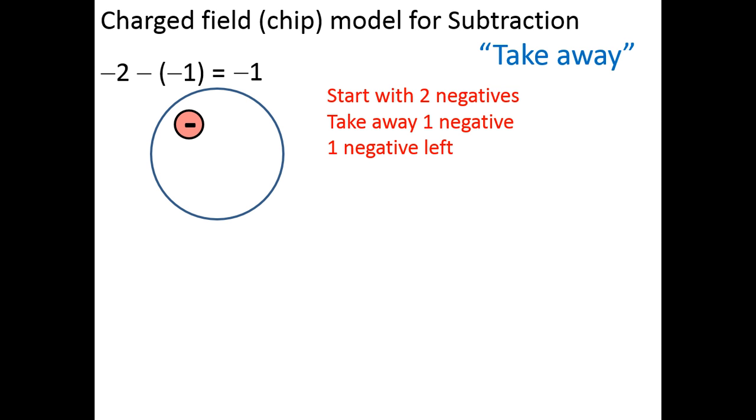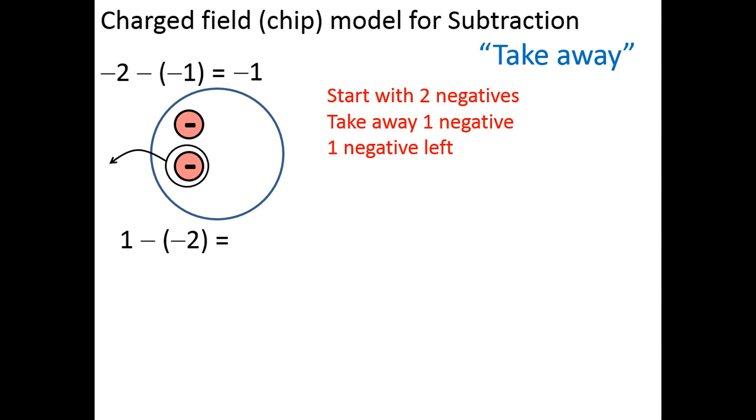Now obviously I could literally take the chip away through the magic of PowerPoint. How are you going to show that when you're writing this on paper? Well, you're going to start with the 2 negative chips, and then to show that you're taking one away, you can just draw a circle around what you're taking away and then an arrow that shows that that chip would be removed from the field. That would leave you with the negative 1.